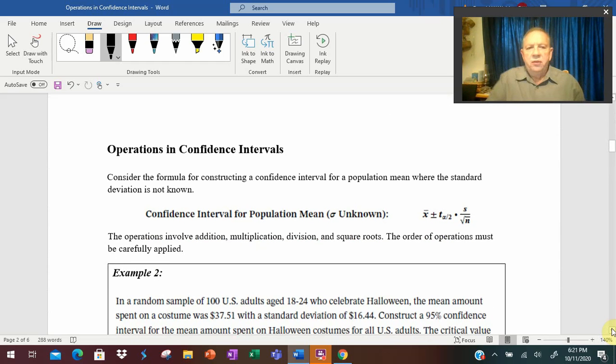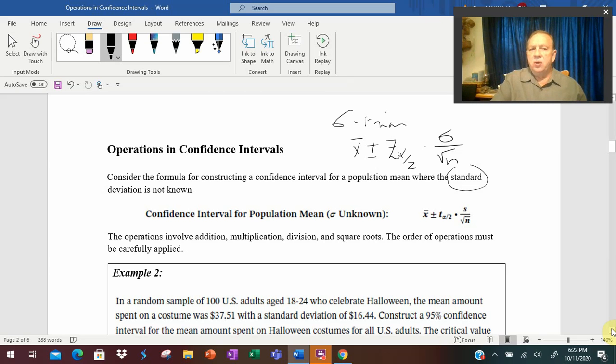So consider the formula for constructing a confidence interval for a population mean where the standard deviation is not known. If sigma is known, we're going to go x bar plus or minus z alpha over 2 times sigma over the square root of n. Here we knew what sigma was from the population. Possibly the mean had shifted, and we're just going to check it by building a confidence interval based on a sample, but we're going to use the standard deviation because we don't think that's changed. So that's how we did it.